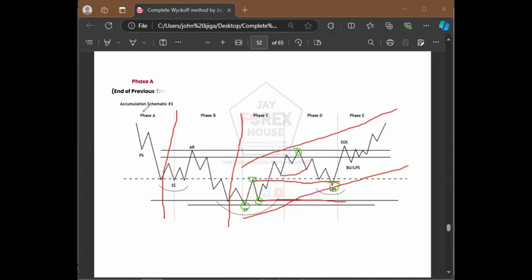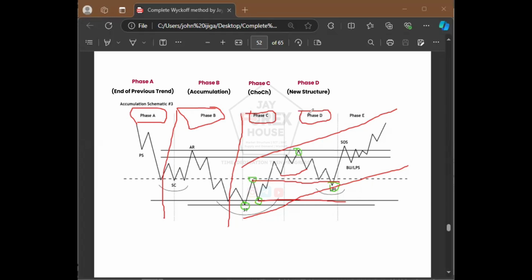So this is accumulation, beginning, accumulation, switch, which is the change of character, okay? Entry opportunity, confirmation entry, okay? Beginning, the switch from one trend to the other.